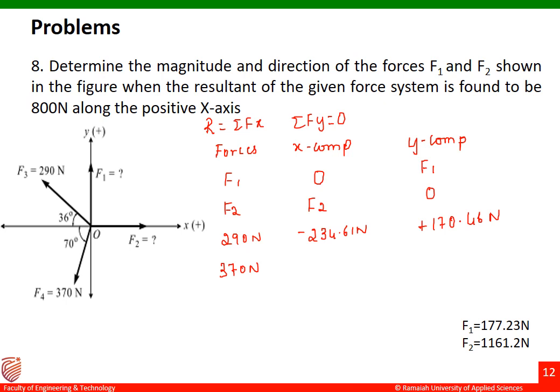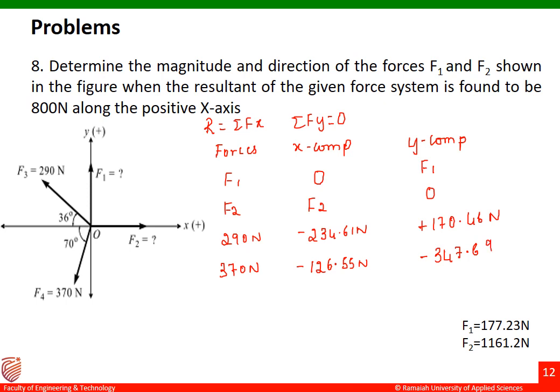So 370 Newton. The x component of that would be minus and the y component also minus. 370 into cos 70, we'll get the answer as minus 126.55 Newton. Okay, and then the y component is 370 sin 70. We'll get it as minus 347.69.